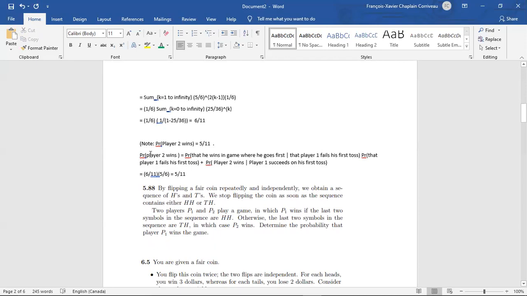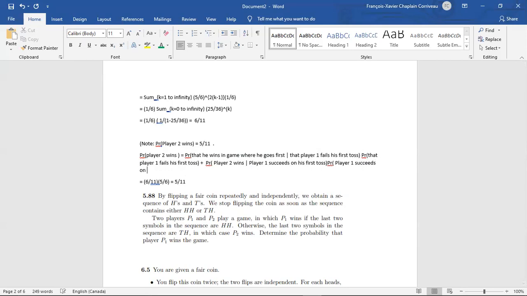So the idea is the probability that player 2 wins is equal to the probability that he wins given that player 1 fails his first toss times the probability that player 1 fails his first toss, plus the probability that player 2 wins given that player 1 succeeds on his first toss multiplied by the probability that player 1 succeeds on his first toss. So what did I use here? This is the law of total probability.